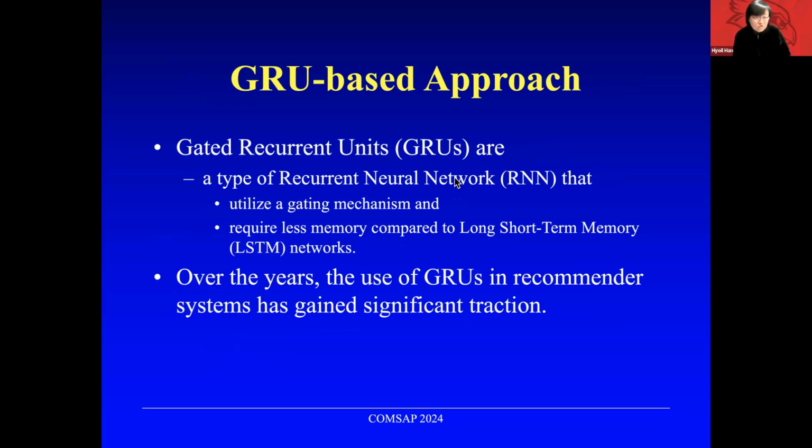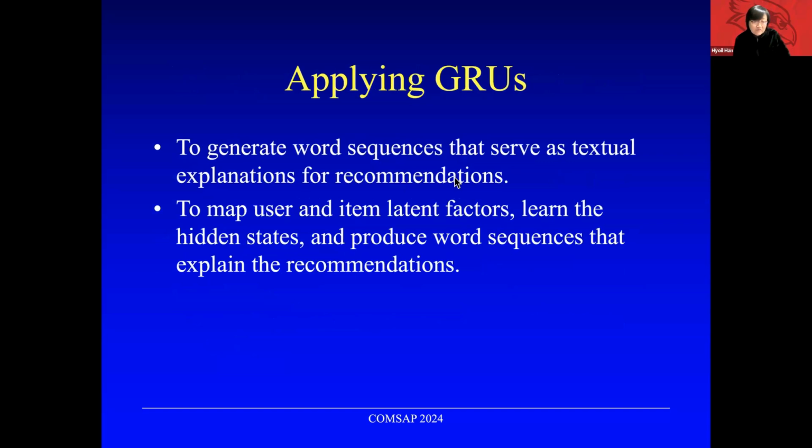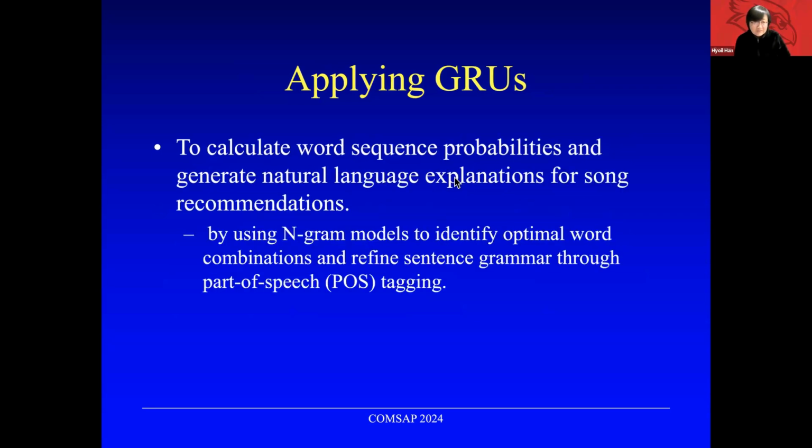So over the years, the use of GRUs in recommender systems has gained significant traction. GRUs are applied to generate word sequences that serve as textual explanations for recommendations, and also to map user and item latent factors, learn the hidden states, and produce word sequences that explain the recommendations. GRUs are also used to calculate word sequence probabilities and generate natural language explanations.